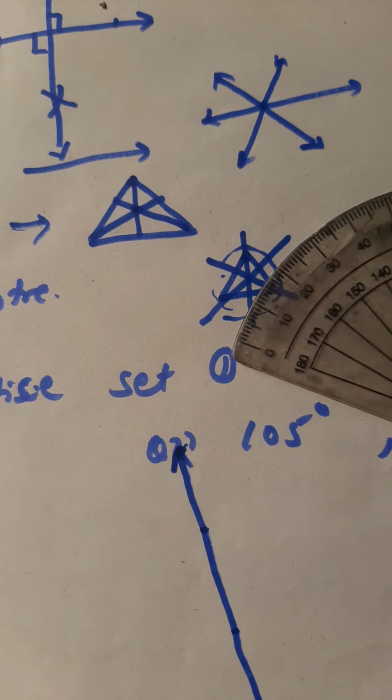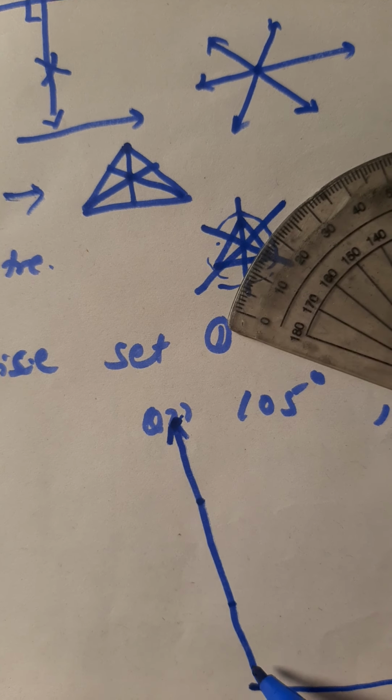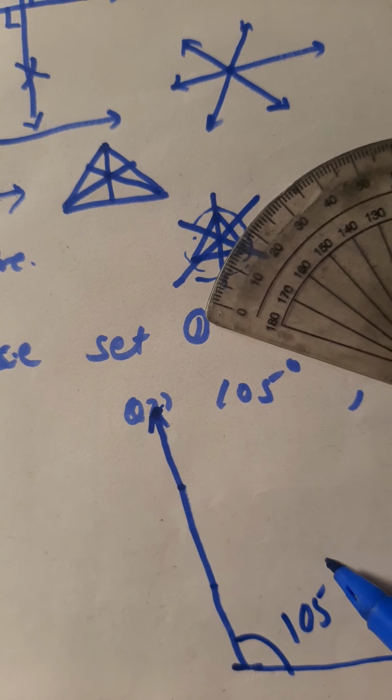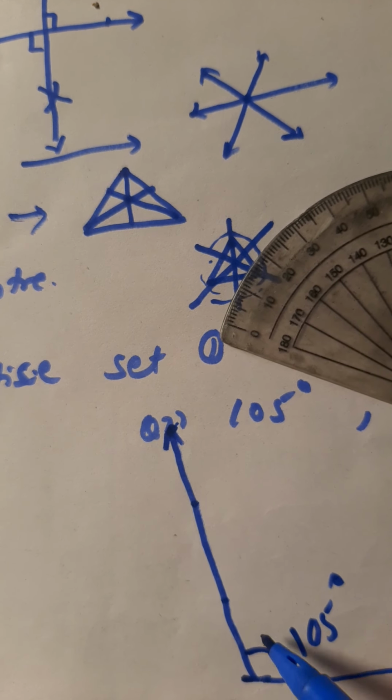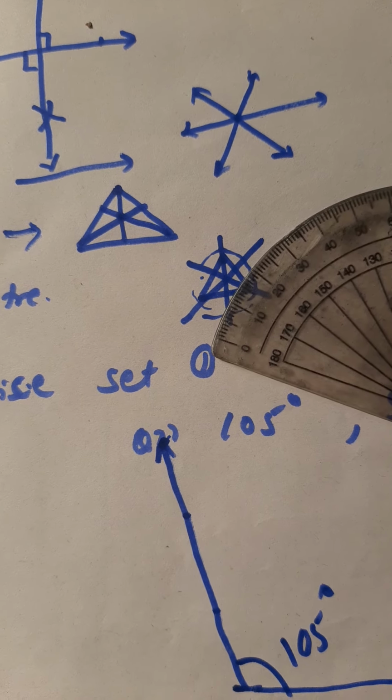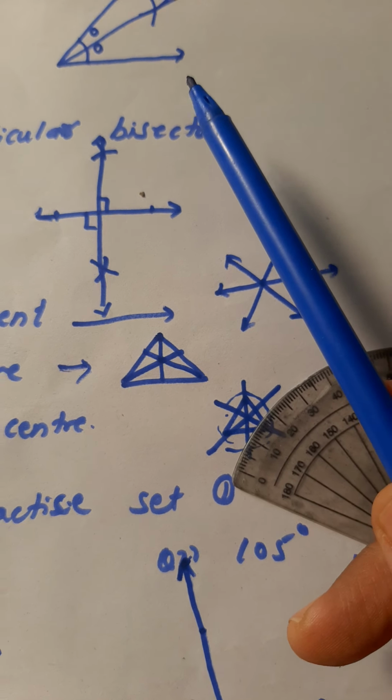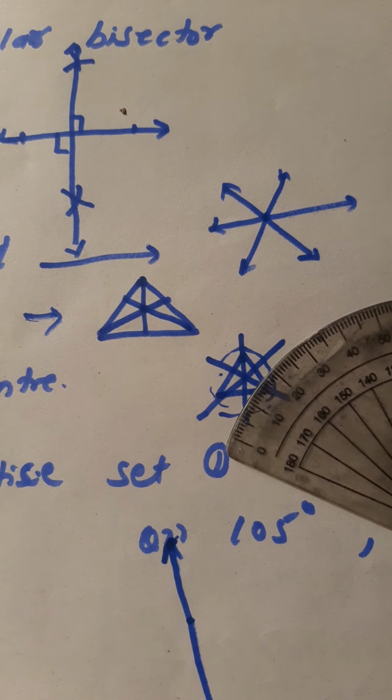Okay, this angle is called a 105 degree angle, and we can easily bisect it as above. I will explain how to bisect the angle at the first point. Okay, this is a 105 degree angle.